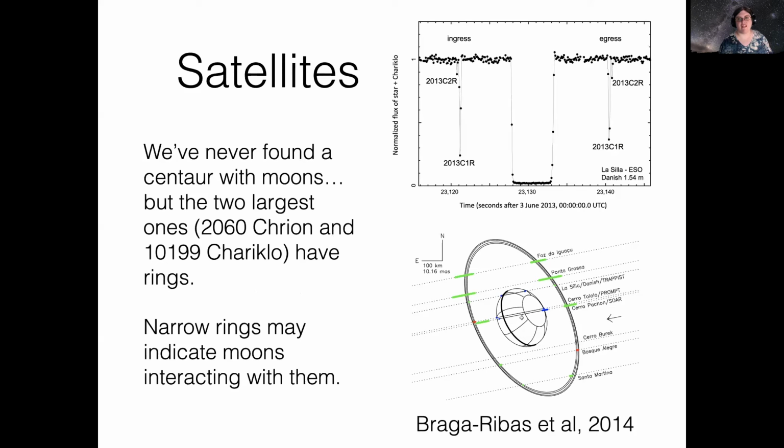We haven't found any centaurs with moons, but two of the large ones, Chariklo and Chiron, have rings, and the rings are pretty narrow. And on gas giants, often narrow rings mean moons are kind of confining them. So we don't have any evidence for sure. This is an attempt to look at Chariklo's rings by stellar occultation, measuring the light of a star as it passes behind Chariklo and Chariklo's rings as seen from Earth.